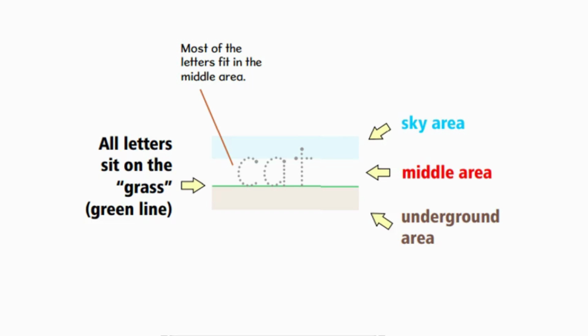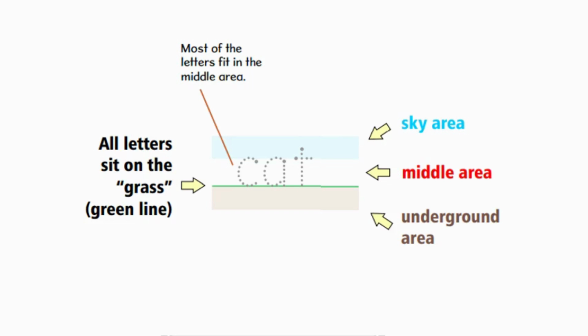So the space between the lines is called the area. The space between the skyline and the aeroplane line is called the sky area. The space between the aeroplane line and the grass line is called the middle area. The space between the grass line and the ground line is called the underground area.